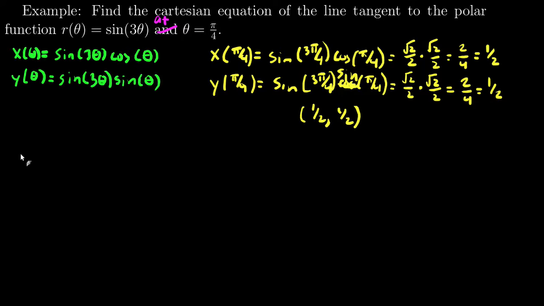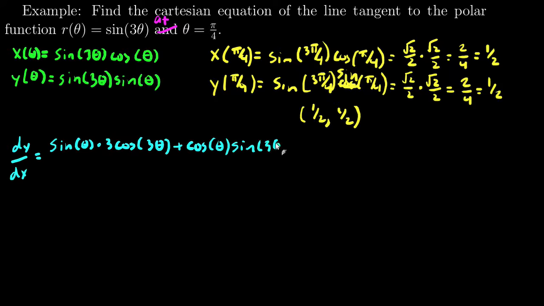Now I need to find the slope. So I need to find dy dx. Well, I'll take the derivative of y, which will need product rule. So I'll do sine times the derivative of sine of 3 theta, so that's sine theta times 3 cosine 3 theta, plus sine of 3 theta times the derivative of sine, so that's cosine theta times sine of 3 theta.